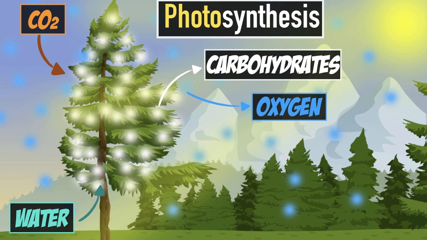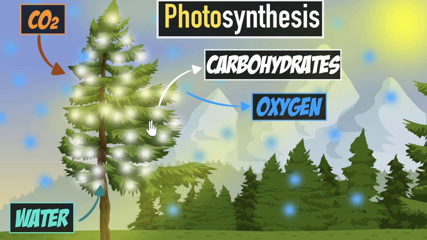But here are my questions. Why can plants and trees synthesize their own carbohydrates, but we animals can't? What do they have that we don't? And what exactly happens during this process? How exactly do they produce carbohydrates from the raw materials? These are the questions that we're going to try and answer in this video. So let's start with the first one.